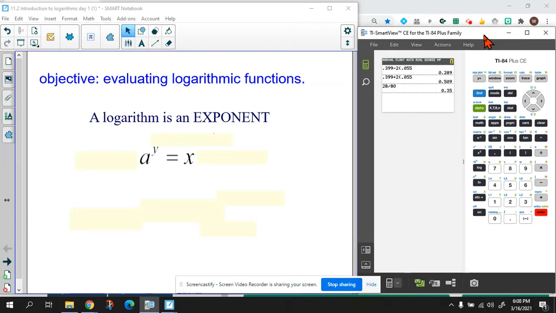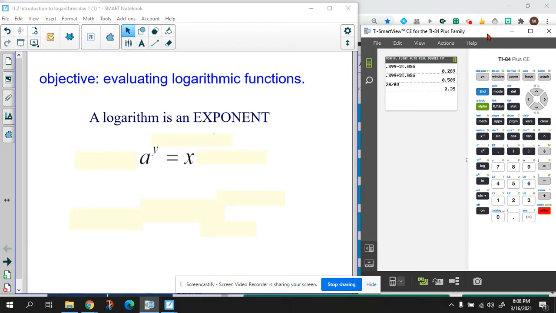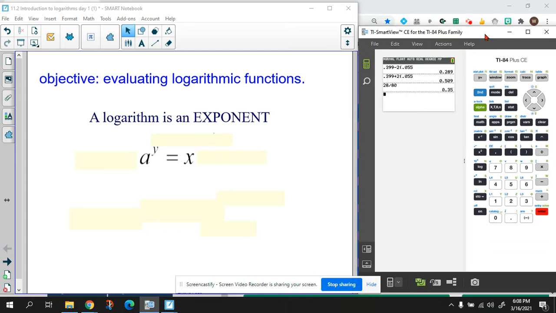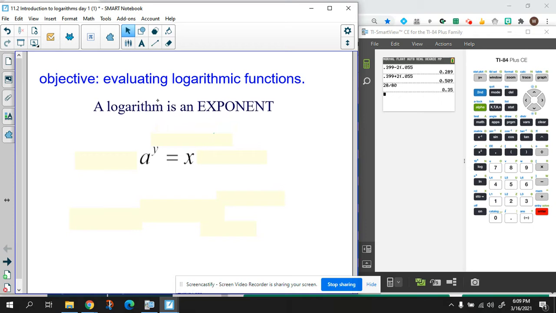Hello. Today's lesson, we're going to learn all about this new thing called logarithmic functions. Logarithms are actually exponents. So the more you know about exponents, the better you're going to be working with this new thing, logarithms. So first thing, I want you to be thinking about a logarithm in this very simplified version. Think a logarithm is an exponent.